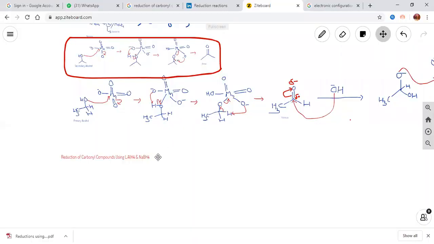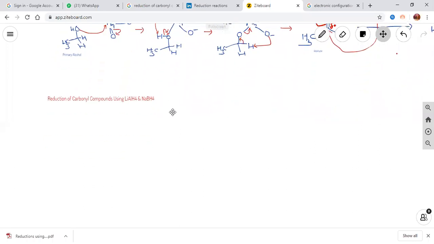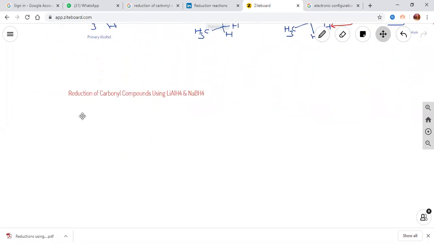So our next topic is reduction of carbonyl compounds using lithium aluminum hydride and sodium borohydride. Before discussing the mechanism or the reactions of lithium aluminum hydride and sodium borohydride with carbonyl compounds, we must understand what reduction is. As we discussed oxidation, reduction is opposite to oxidation.